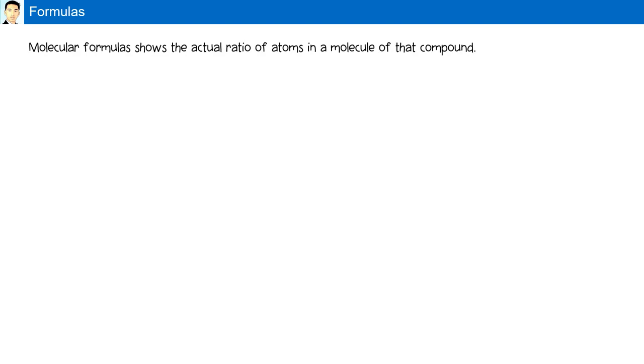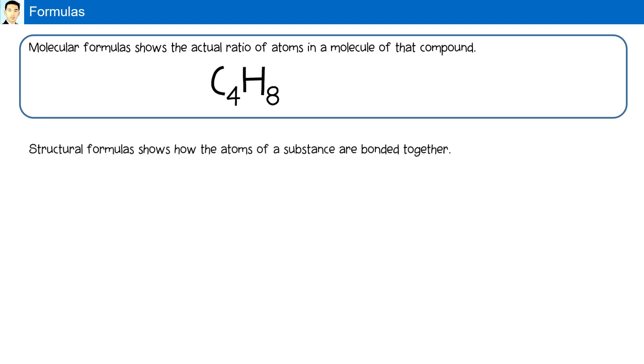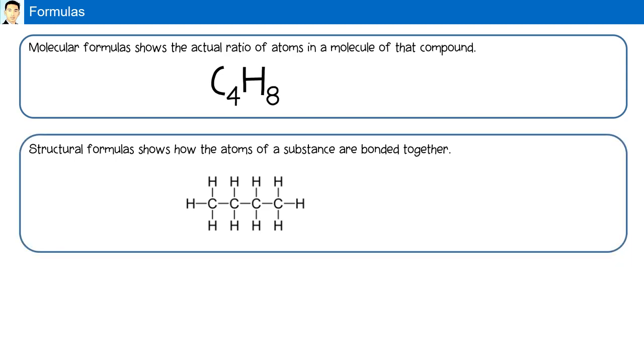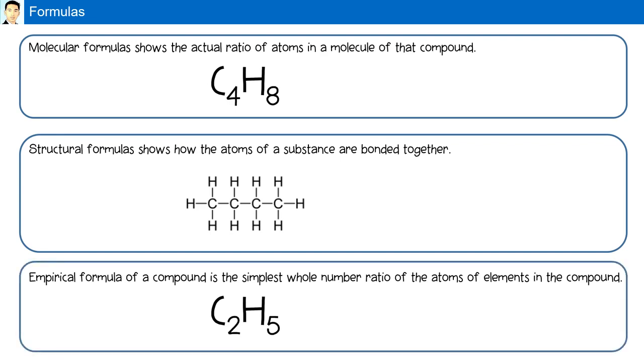Molecular formulas show the actual ratio of atoms in a molecule of that compound. For example, C4H8. There are 4 atoms of carbon and 8 atoms of hydrogen in that molecule. Structural formulas show how the atoms of a substance are bonded together, their structural arrangement. The atoms are connected by lines. Empirical formula of a compound is the simplest whole number ratio of the atoms of the elements in a compound. For example, C2H5. The ratio between carbon and hydrogen cannot be less.